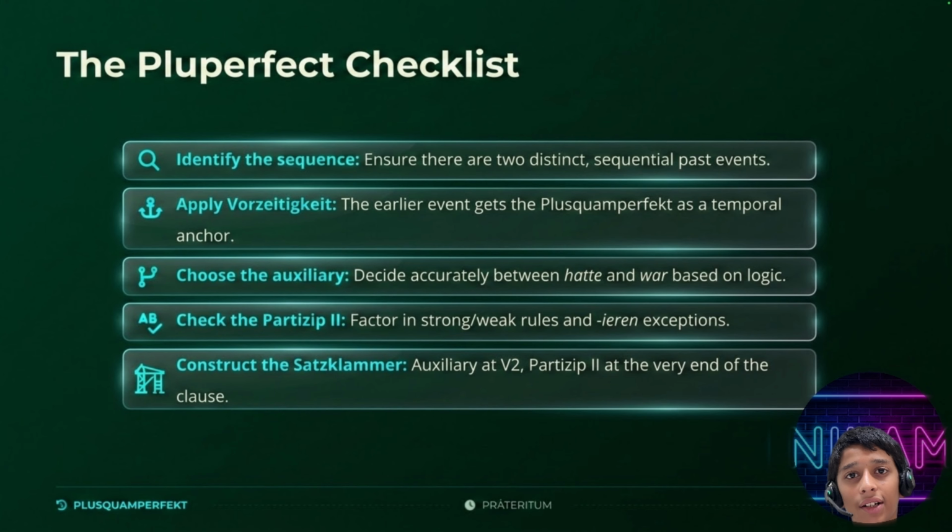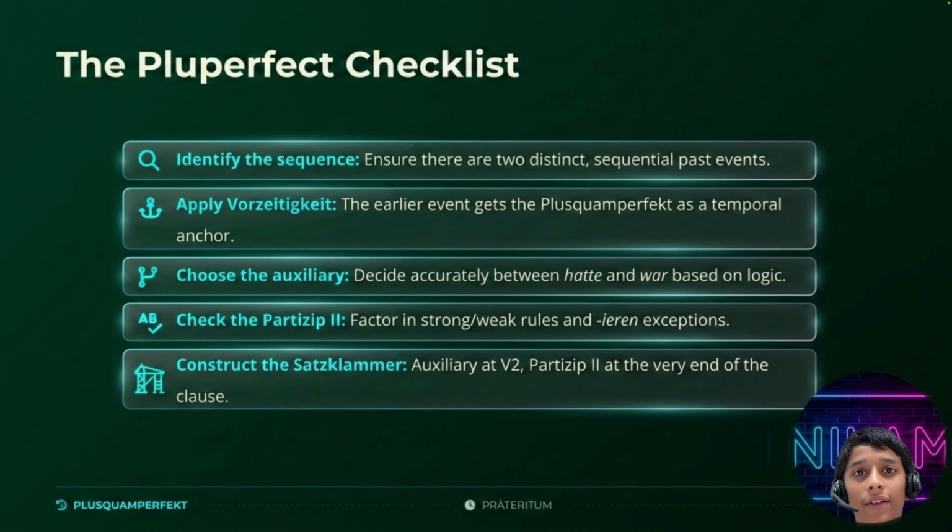3. Choose the auxiliary, hatte or war, using the same logic as the perfect tense. 4. Check the participle too. Weak, strong, or one of those ge-blocking exceptions. 5. Construct the Satzklammer. Auxiliary in V2 position, participle all the way at the end. Run through these 5 steps and you will rarely go wrong with this tense.